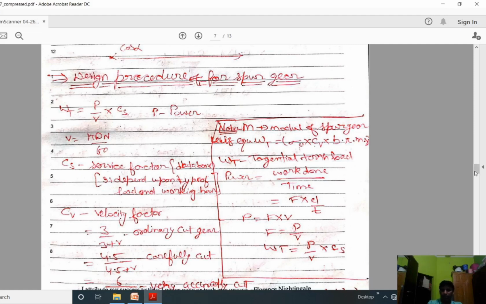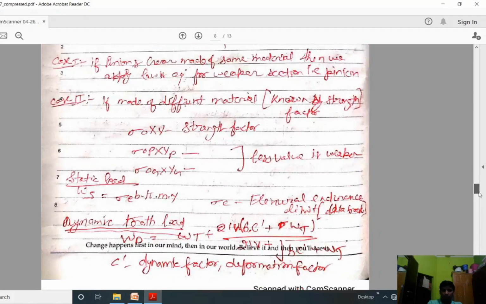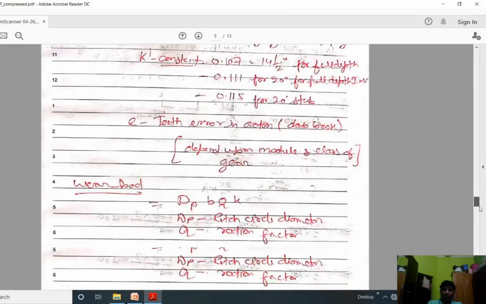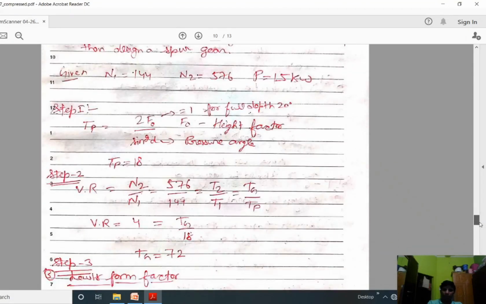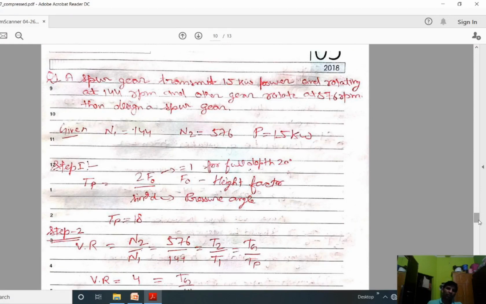So students, we will now take a numerical problem. This is our first numerical problem of the first type.